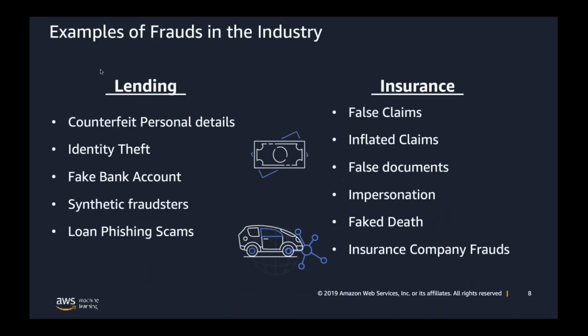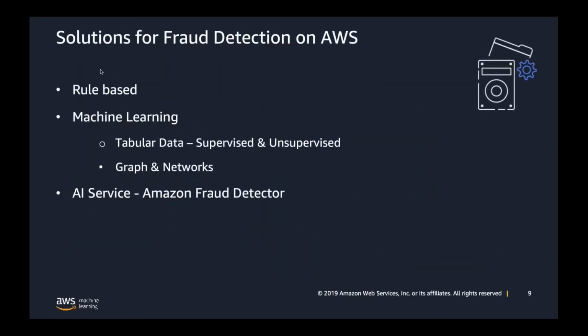Fraud, unfortunately, is also everywhere. We see it in lending and insurance: counterfeit personal details, identity theft, fake bank accounts, false claims, inflated claims, false documents for insurance. And there are a couple of different ways to combat this here at AWS.